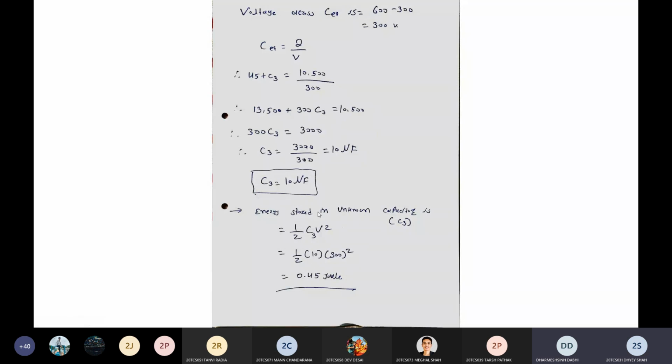So energy stored is what? 1/2 CV square. So C is minus 10. Again, here you can write the negative value or also the positive value. If you consider it as positive, then you can write 0.45 joule positive. If you consider it negative, then you can write minus 0.5 joule. Okay, then there is no problem.